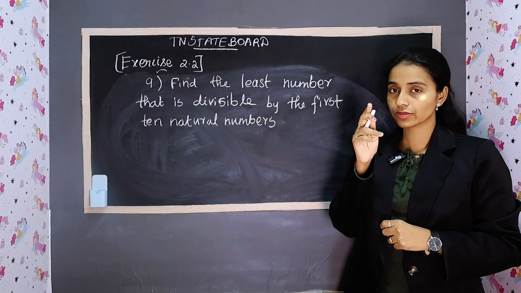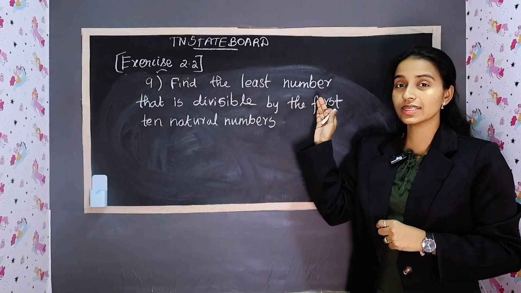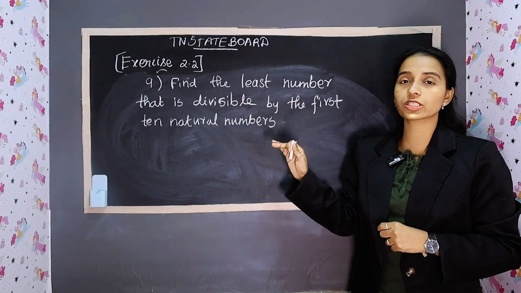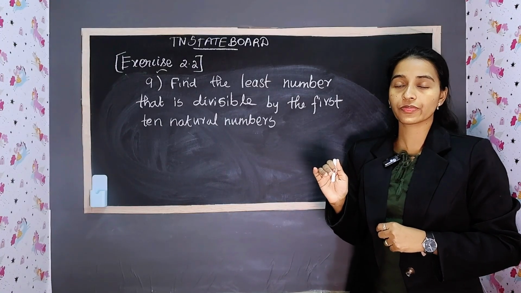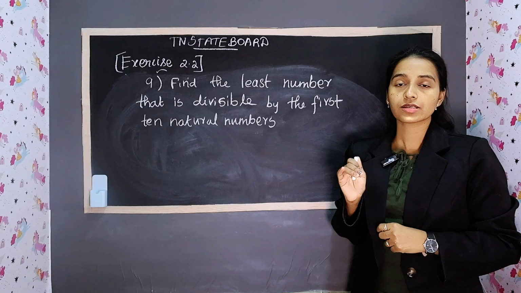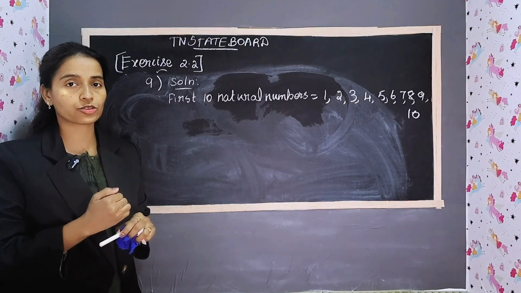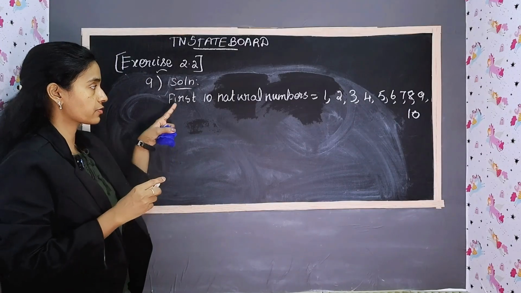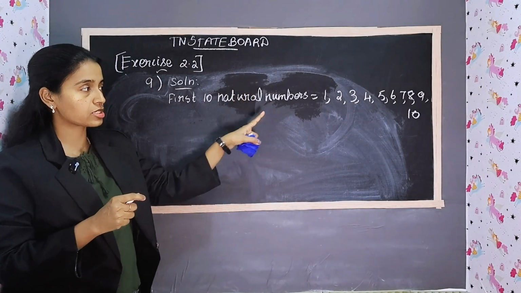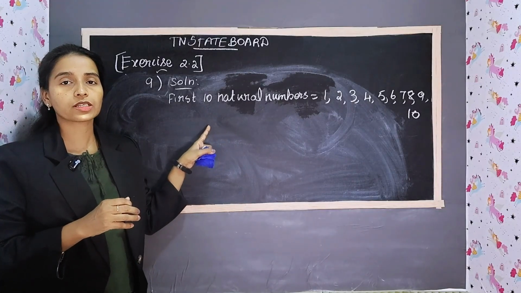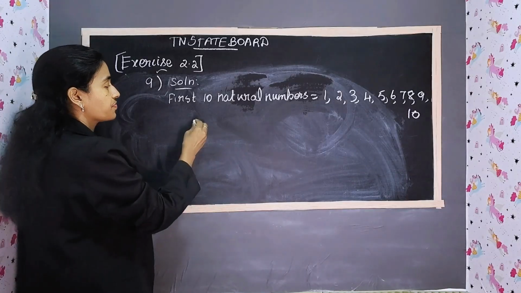Okay, we need to understand the question properly. Here the question is, find the least number. That's what we are going to find out, LCM. LCM is nothing but least common multiple. Okay, now we can see the solution. For the solution, I have written the given data in the question. What is given in the question? That is first 10 natural numbers. That is 1, 2, 3, 4, 5, 6, 7, 8, 9, 10. Now we are going to find out LCM of all these 10 numbers.